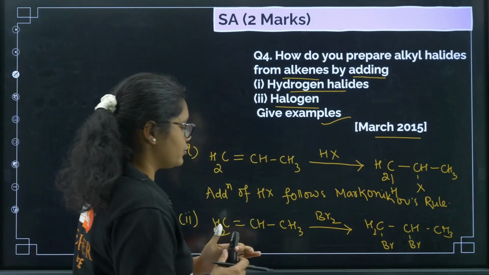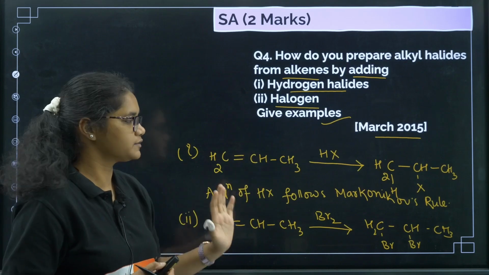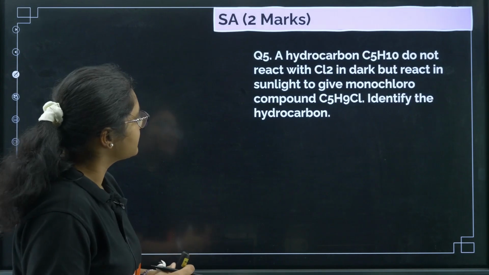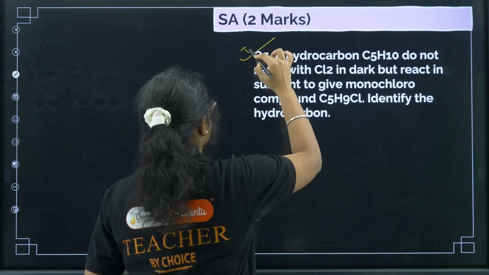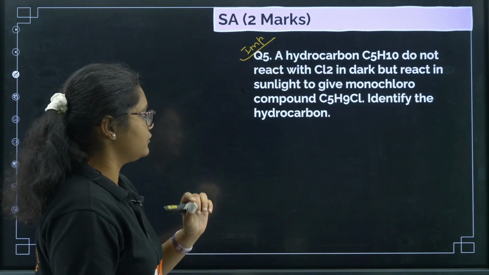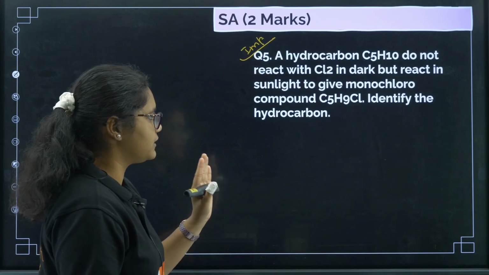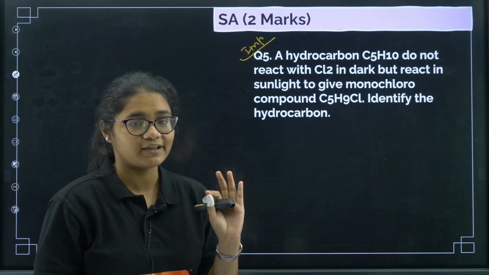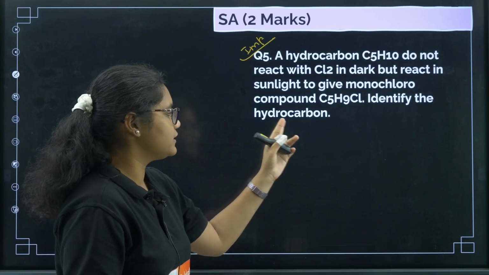Clear? So that is the answer for this question. You just need to write the reaction. Okay, next question number 5 is an important in-text question of NCERT. A hydrocarbon C5H10 does not react with chlorine in dark but reacts with sunlight to give a monochloro compound, that is C5H9Cl. Identify the hydrocarbon.